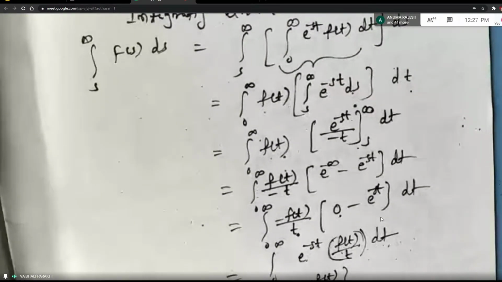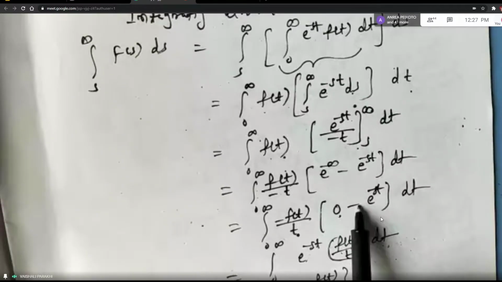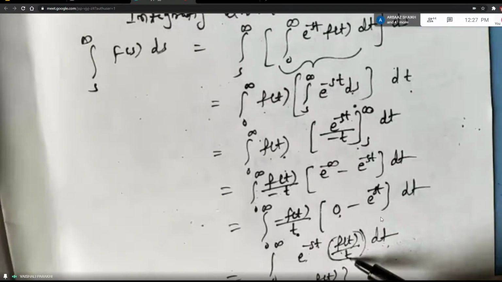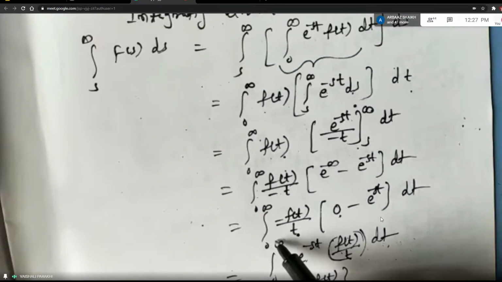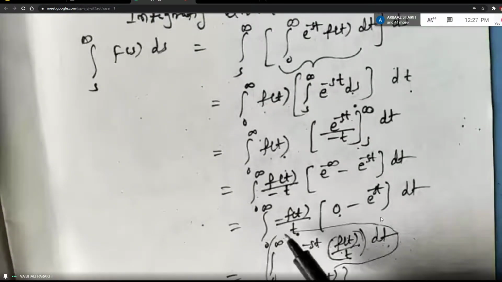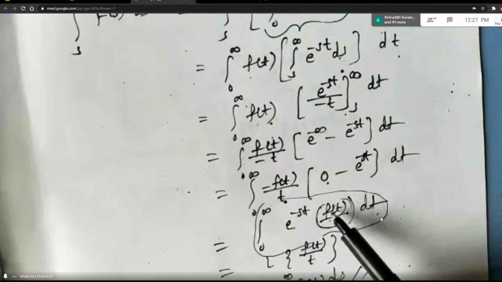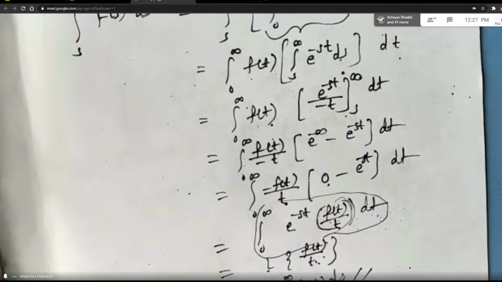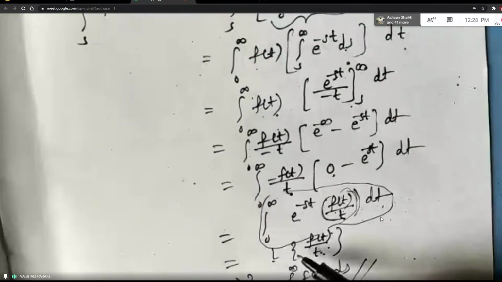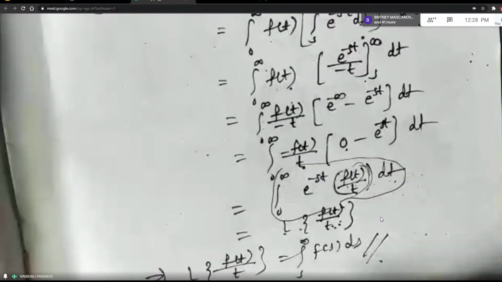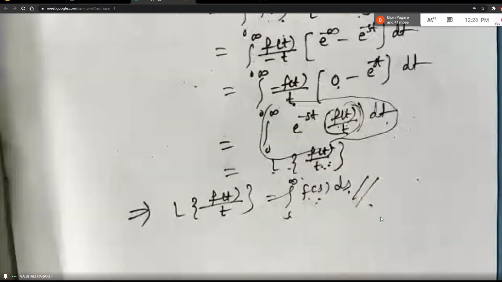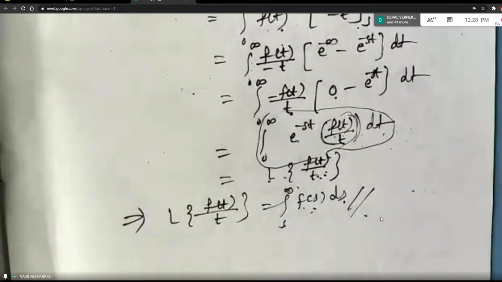So finally what remains is e raised to minus st. Minus minus will go, students. Two minus signs are there, see. So it is f of t by t e raised to minus st. And now this whole integral, if you compare it with your formula, in place of f of t, what you have? F of t by t. So it is Laplace of f of t by t. Okay. So Laplace of f of t by t is equal to integral from s to infinity capital F of s ds, which is your left hand side. So just interchange the right hand side and left hand side.